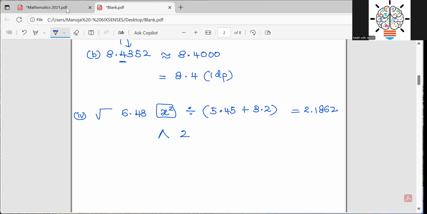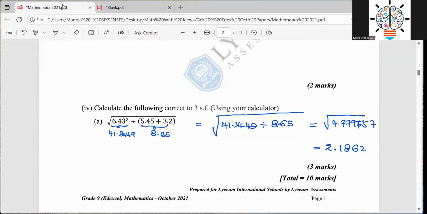And the third significant figure is this. And look at the next number. So then this will be 2.19 to 3SF, third significant figure. Okay. So children, we discussed the first question.